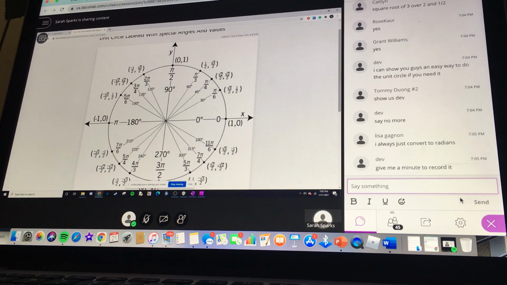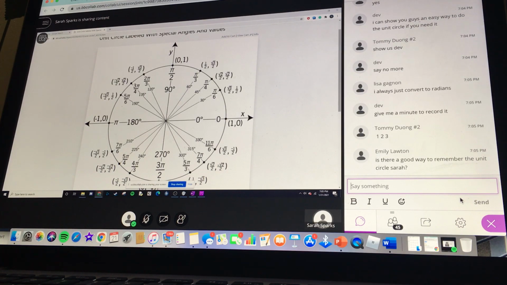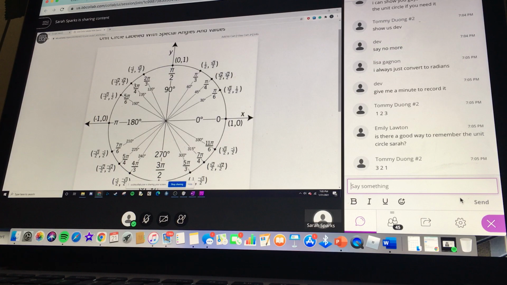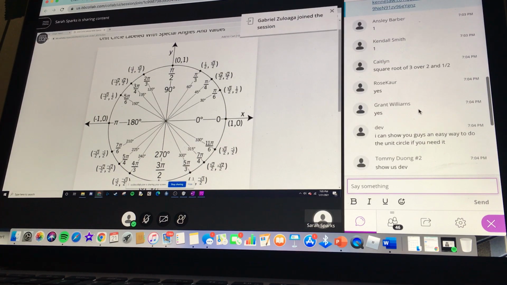Yeah, there's a good way to do the unit circle. Like I said, whenever I plan that. Yeah, I can talk about it real quick. I don't want to spend too much time on it, so we can cover more.